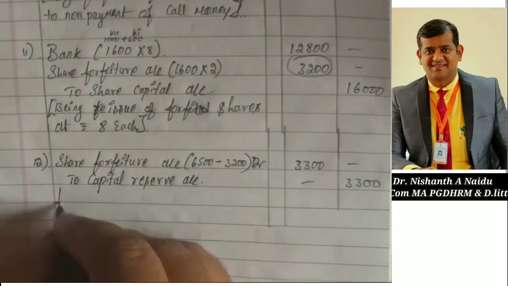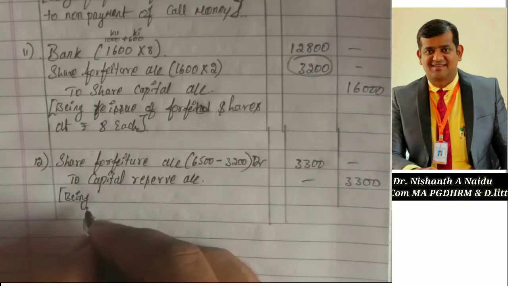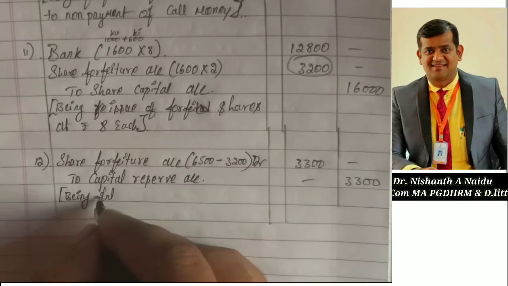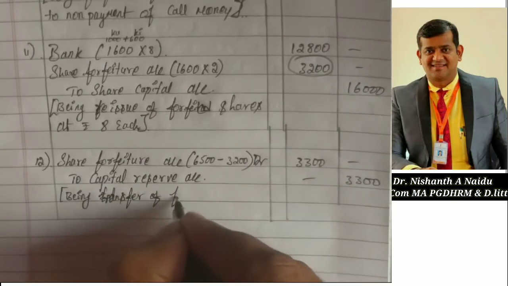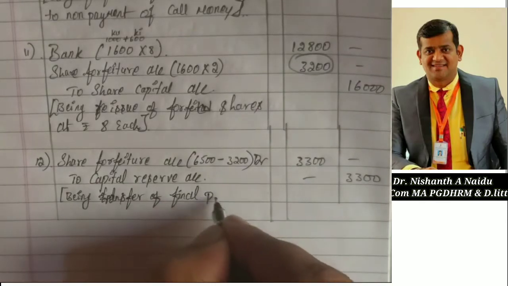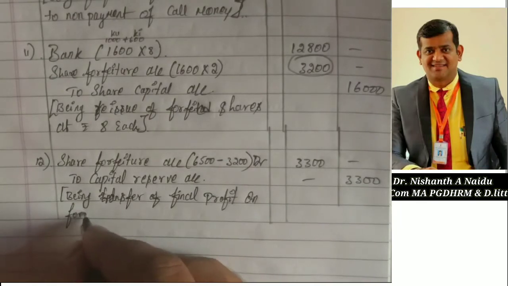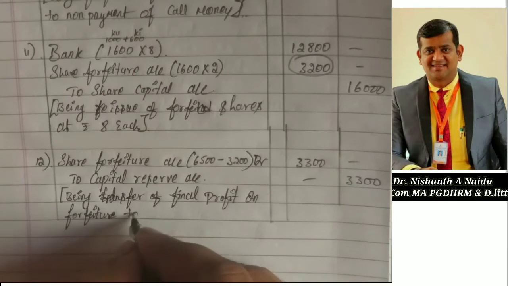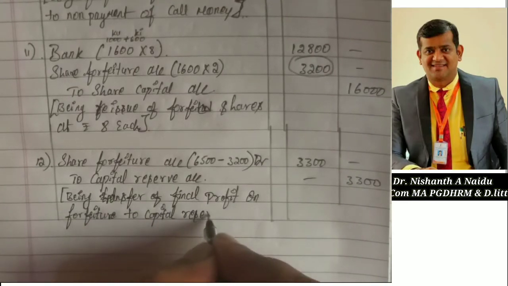So now write the narration being transfer of final profit on forfeiture to capital reserve account.